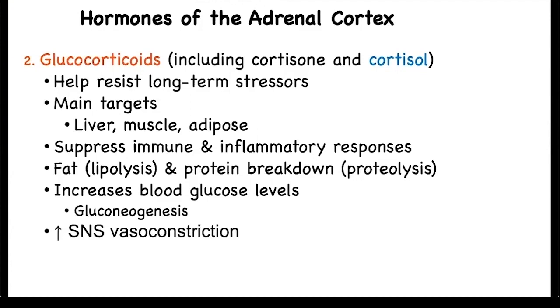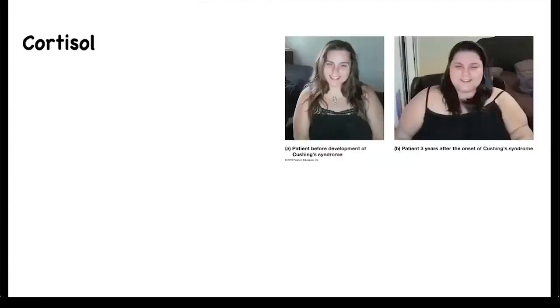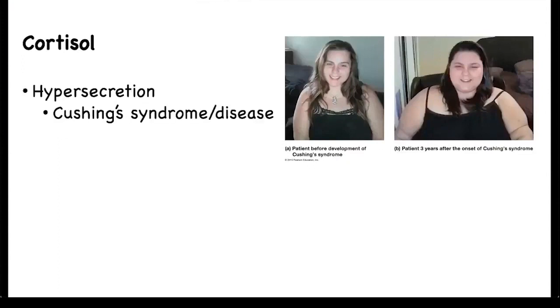Another action of cortisol is to increase sympathetic input to the blood vessels. This brings about vasoconstriction, which will elevate blood pressure. The release of cortisol is in response to the hormone ACTH from the anterior pituitary. Let's look at hypersecretion of cortisol. This condition is called Cushing's syndrome or disease.